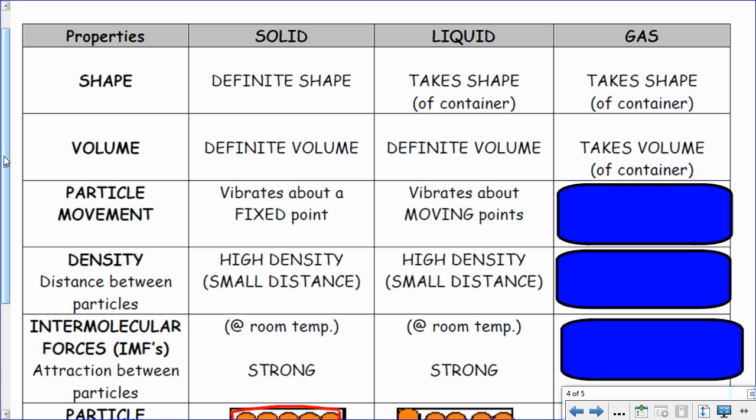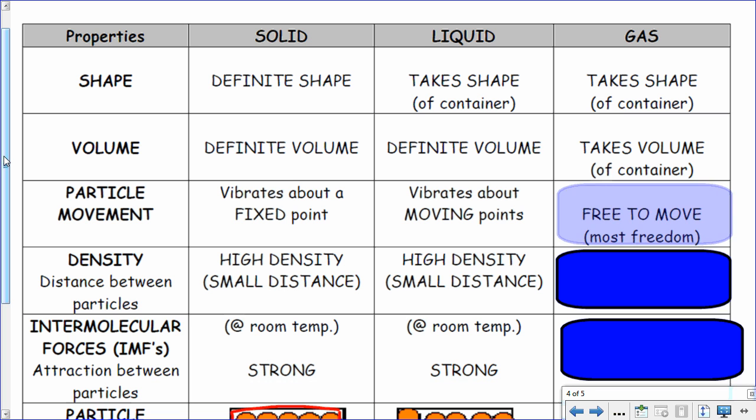But the volume, again, takes the volume of the container. It fills it all up. And you can measure the volume of a balloon, so you can measure the volume. And although the shape isn't definite, you can kind of measure the shape of a gas sometimes if you put it under certain conditions. Particle movement in the gas, they're free to move around.